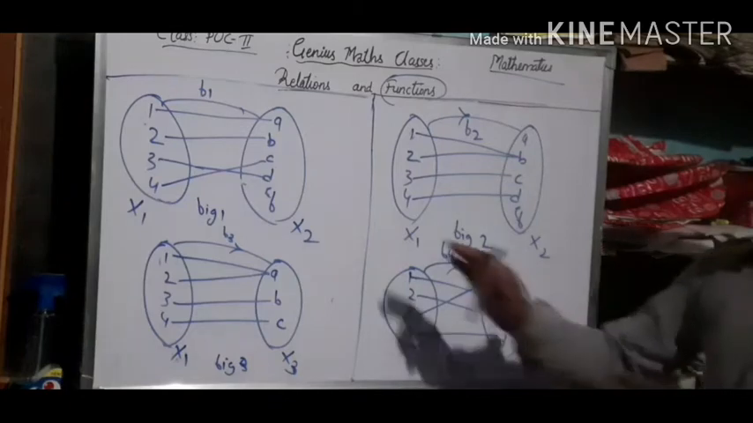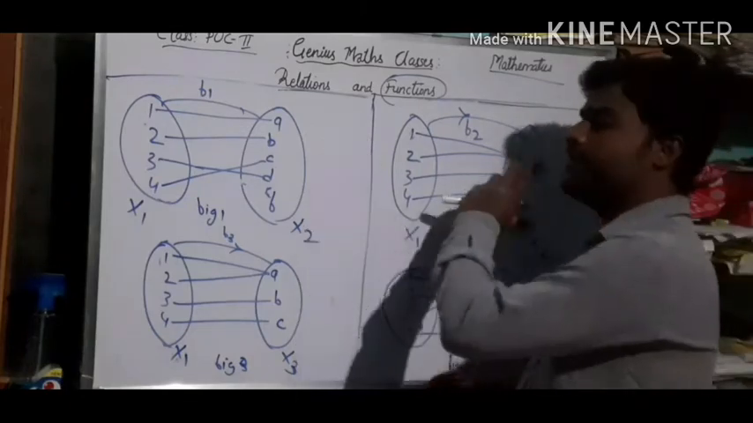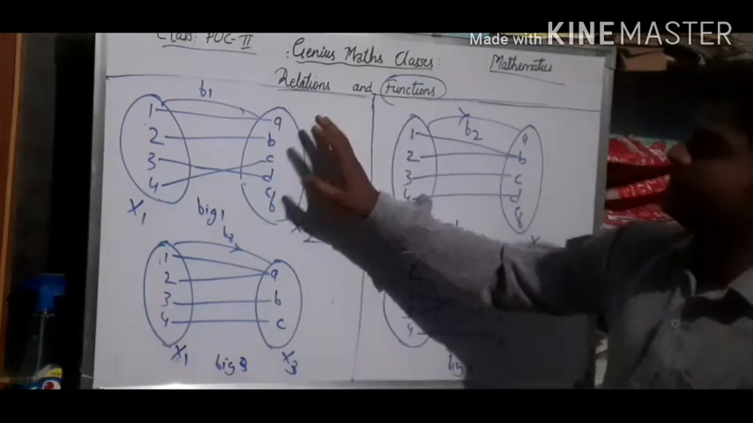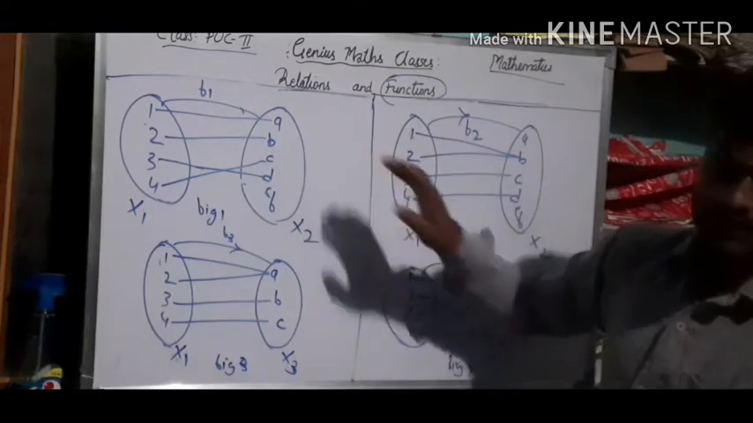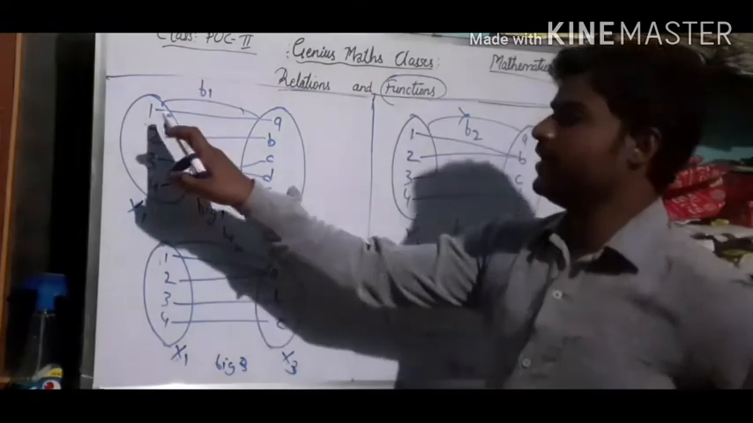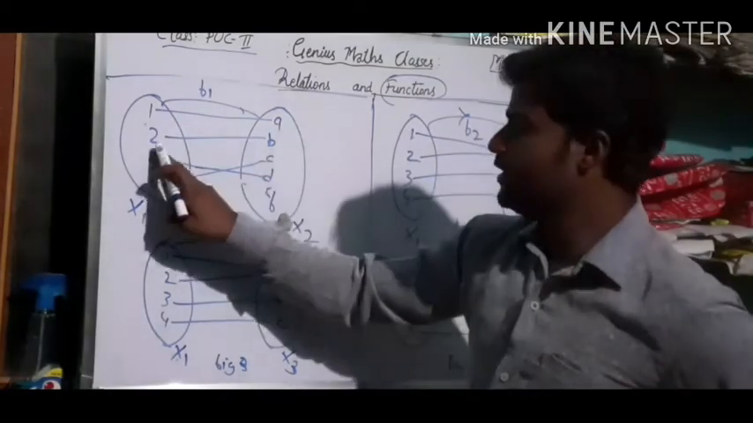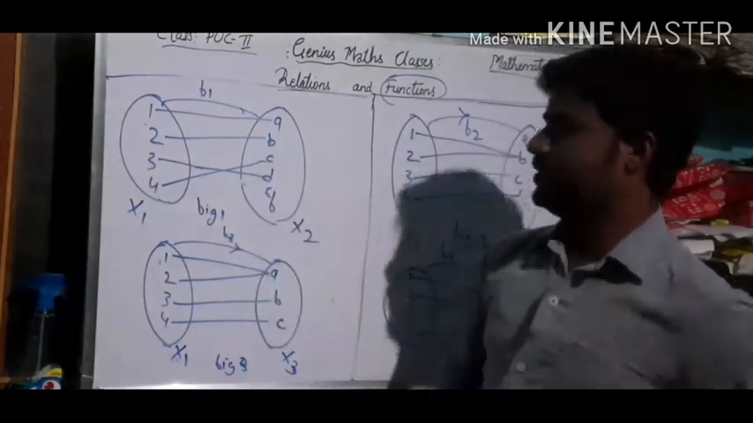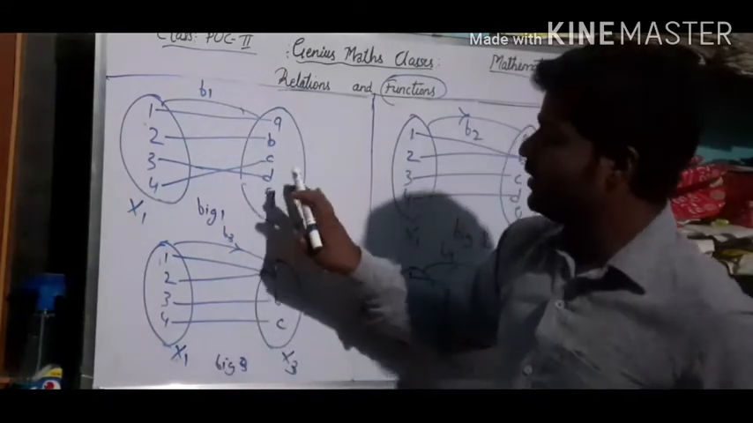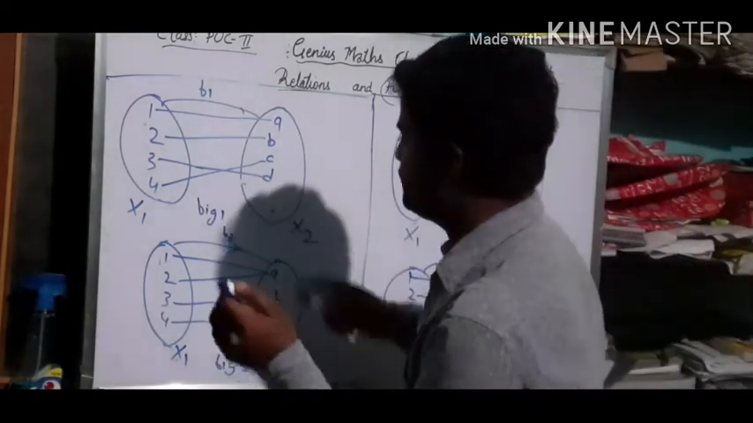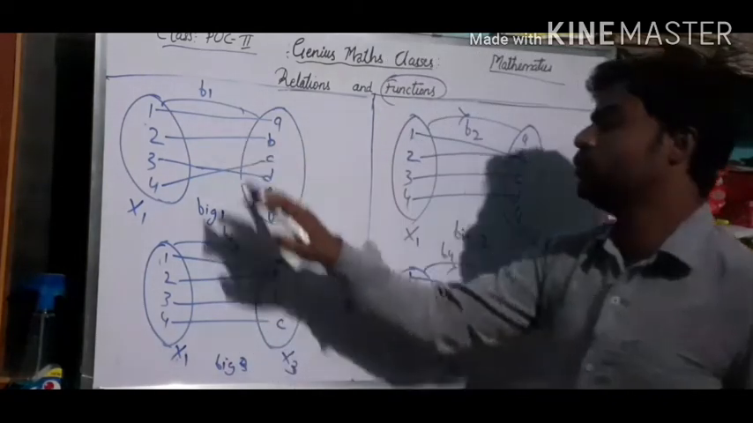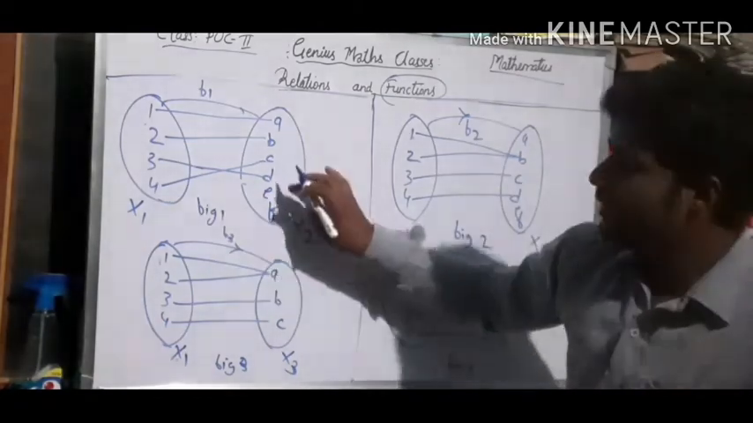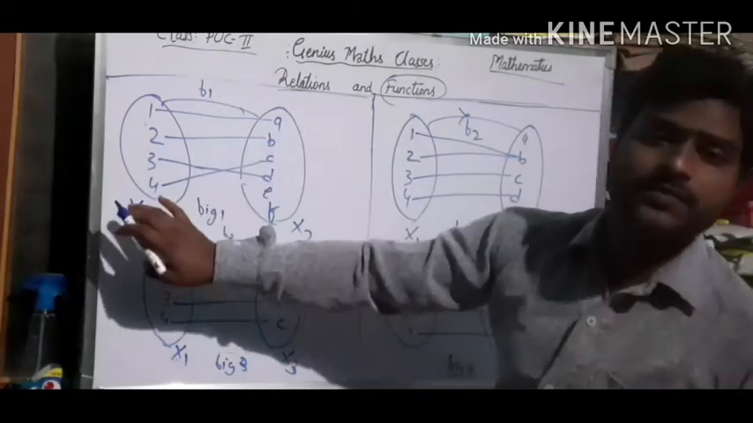So by observing these, we have to find out the types of function and differentiate the types of function here. Here 1 is mapping to A, 2 is mapping to B, 3 is mapping to C, and 4 is mapping to C, and 3 is mapping to D. But observe here in the codomain, the elements E and F don't have pre-images, even though the elements exist.